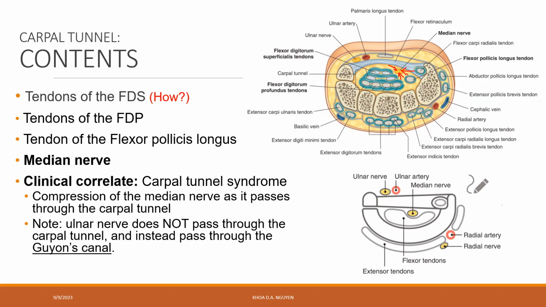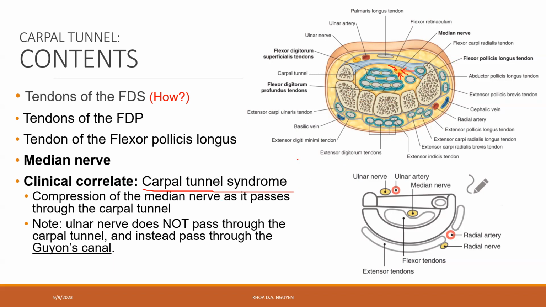And then also the compression of the median nerve over here can lead to weakness of the muscles of the thumb called the thenar muscles. And we will see that also when we get over to the hand. And this compression of the median nerve inside the carpal tunnel, we call carpal tunnel syndrome. So that's what carpal tunnel syndrome is, and that is why learning about the carpal tunnel here is very important.